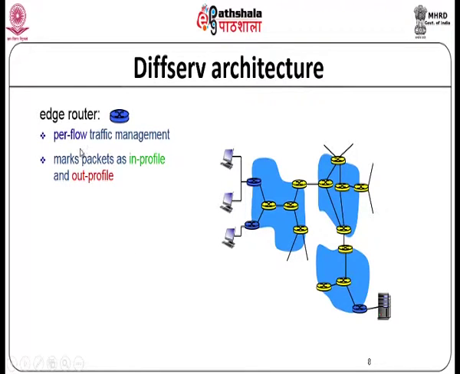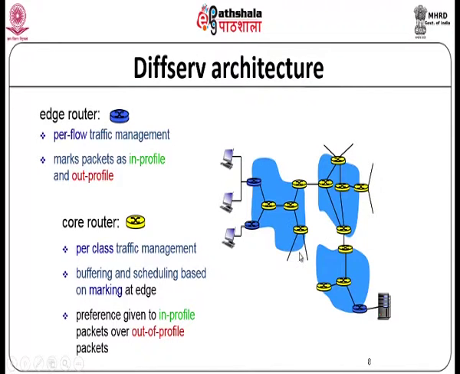At the edge router, we can do per flow traffic management. The blue ones here are the edge routers. You can do per flow traffic management there, and there you mark the packets as either in profile or out of profile. In profile means it is within the profile that is specified; out of profile indicates that it is violating the profile that it has specified. And at the core routers, the yellow ones here, we do per class traffic management. Buffering and scheduling are based on whatever marking has been done at the edge. That is, if you mark something as in profile and out of profile, obviously you will give preference to the in profile packets over the out of profile packets. So based on whatever marking has been done, you will do the processing over here. This is the basic idea.